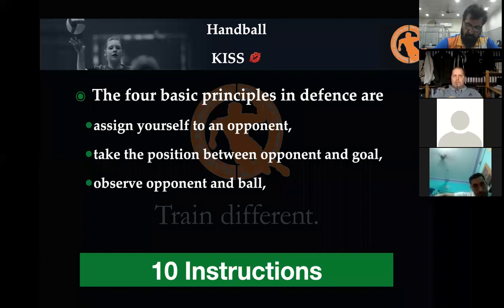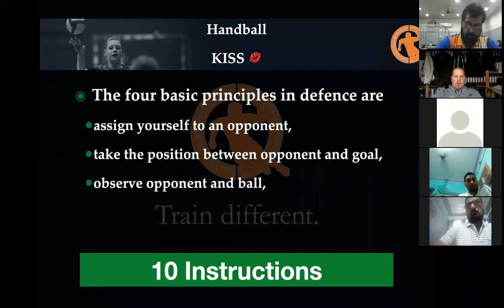And again, this is related with the things that happen in your head, because observation, perception, taking up information from the court is a very important basis for making decisions afterwards. So observation of opponent and ball, especially in defense, is something very important.